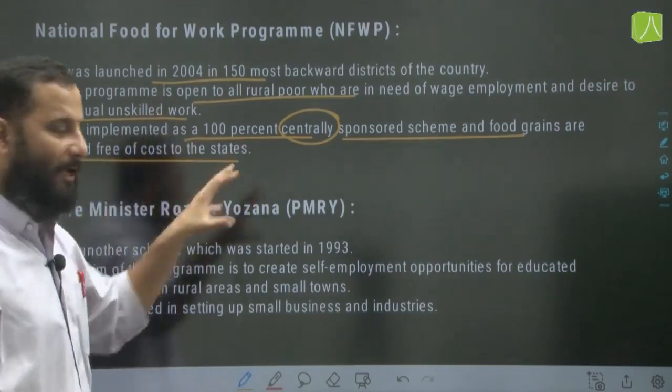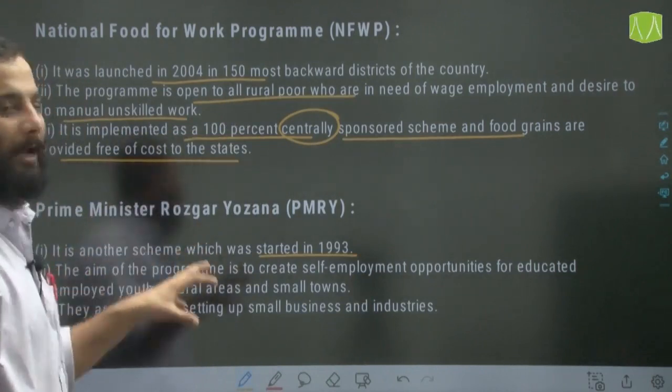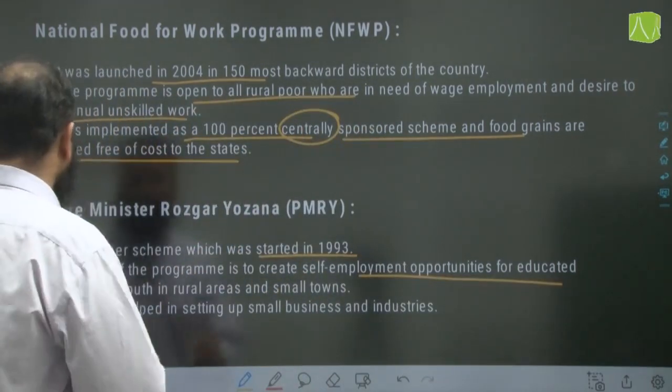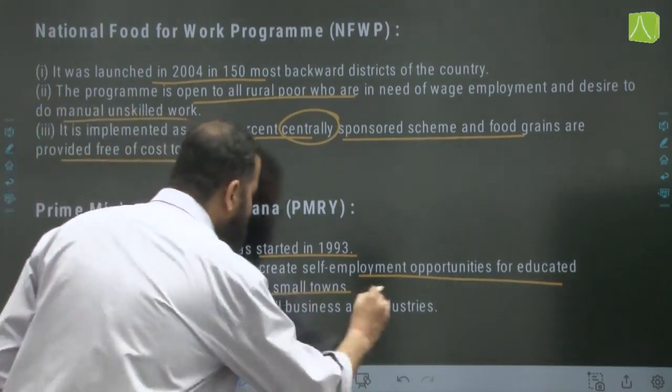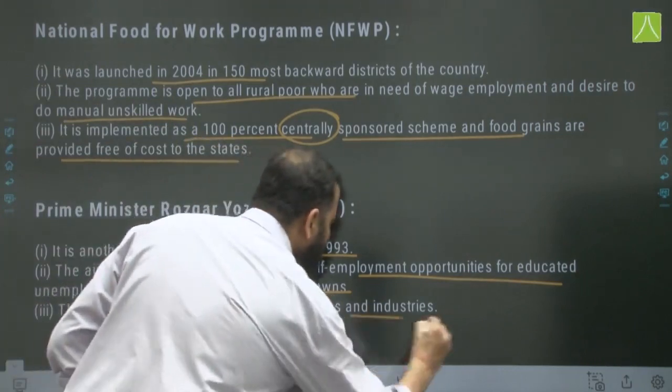Then the Prime Minister Rozgar Yojana started in 1993. The aim of the program is to create self-employment opportunities for educated unemployed youth in rural areas and small towns. They are helped in setting up small businesses and industries.